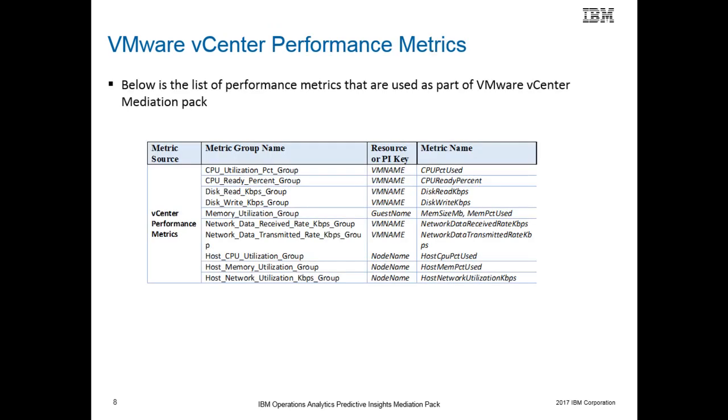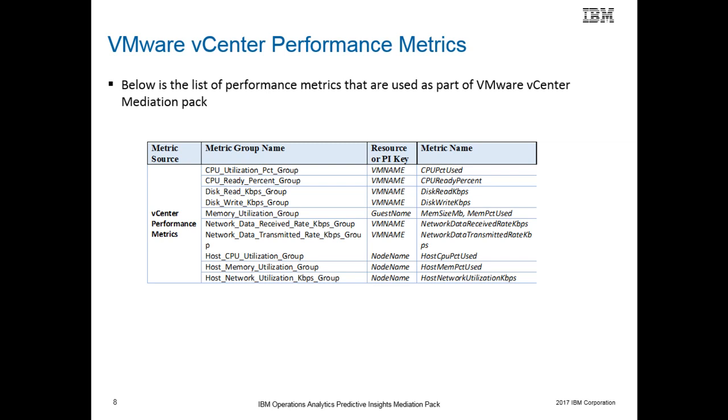This slide shows the list of performance metrics that are used as part of the vCenter Mediation Pack. The metrics that are utilized for CPU for the virtual machines are CPU percentage used and CPU ready %. For disk metrics, the Mediation Pack leverages the disk reads and writes.